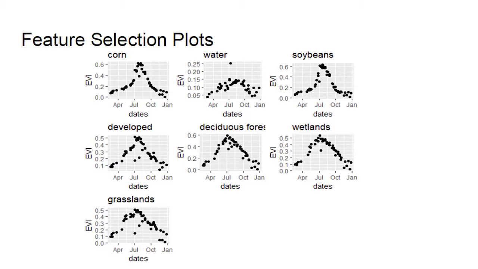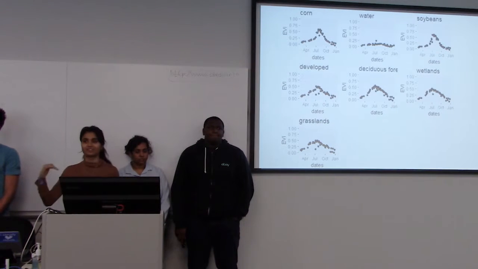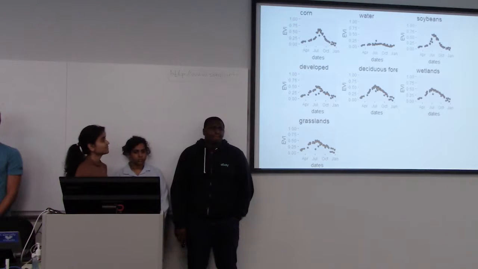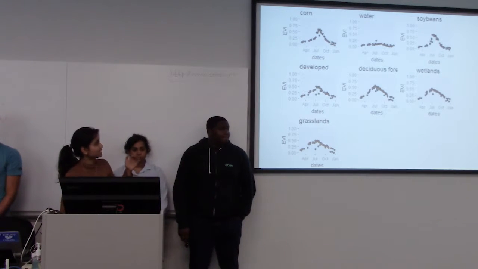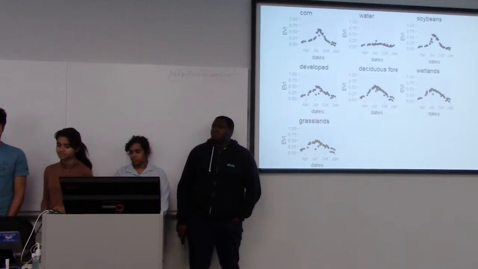So for water, you can see that there's a great difference between the way the graph looks, and that's because water doesn't really have much of an EVI value or change in EVI value. It stays pretty constant throughout the year. And if you pay attention to the numbers and the peak of the EVI values, you can tell that those are also different. So we looked at all these factors to figure out how we could distinguish between what was corn and what was a deciduous forest and things like that.